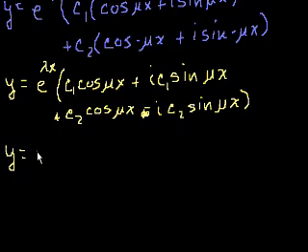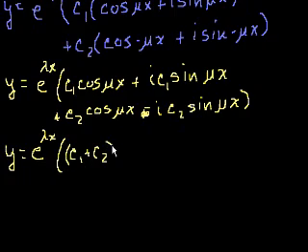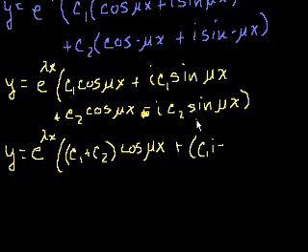So the general solution is y is equal to e to the lambda x times, let's add up the two cosine mu x terms. So it's c1 plus c2 times cosine of mu x. And let's add the two sine of mu x terms. So plus i, we could call that c1 i, minus c2 i, times sine of mu x.